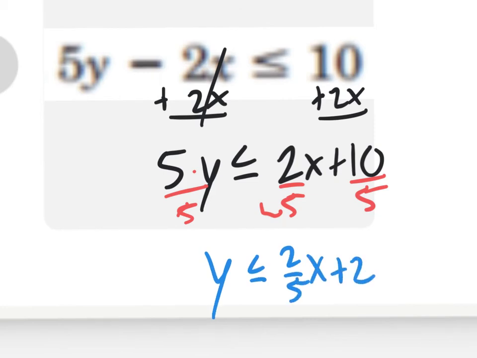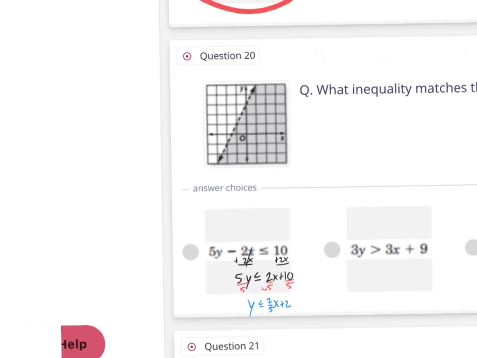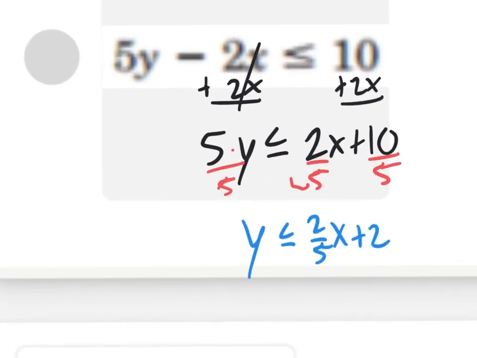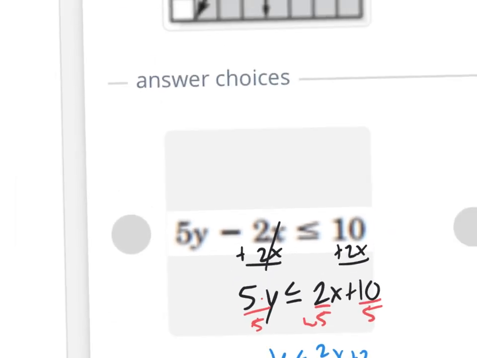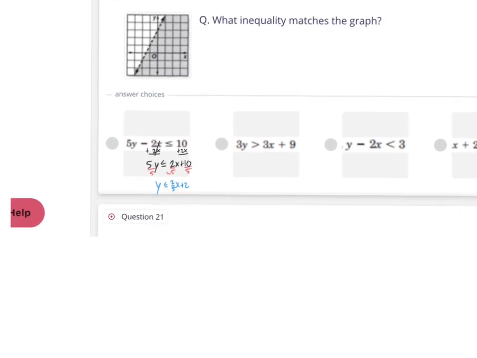So even before continuing to draw and dotted or solid and then shade, this one right here is telling me that it crosses the y-axis at 2. And this does not cross at 2, it crosses at 3. So I could just disregard that one already.